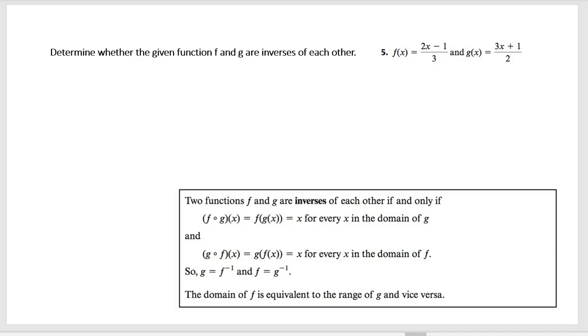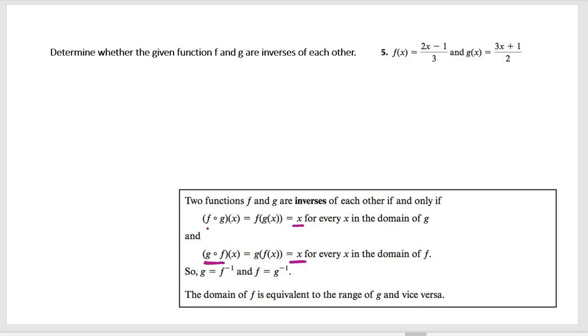In this section, we're going to learn that if I have a function f and a function g, I can check to see if they're inverses of each other. The way I do that is I take the composite function f composed with g, and if it equals x, and then I take g composed with f, and it equals x, then they are inverses. But notice you must have the word and. It has to meet both of those requirements.